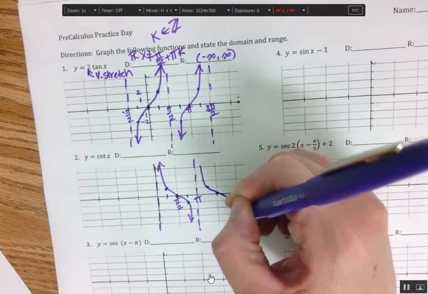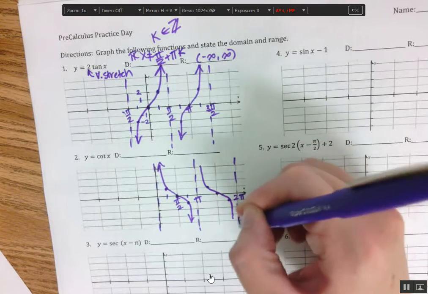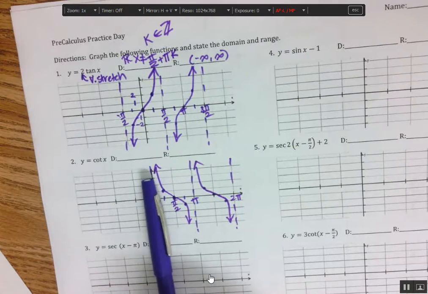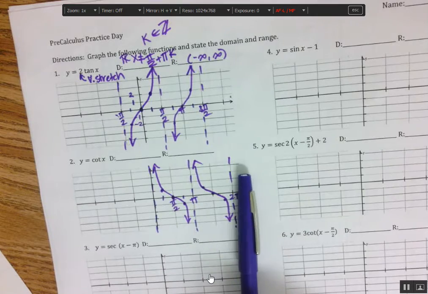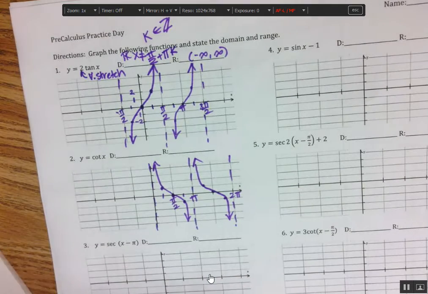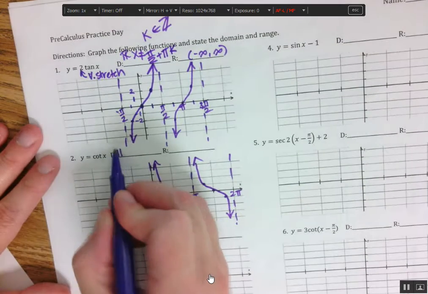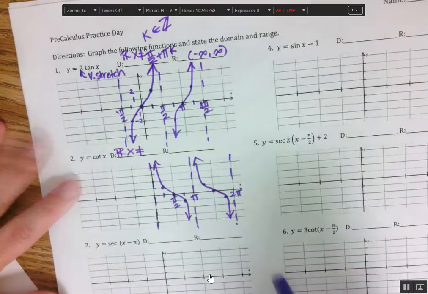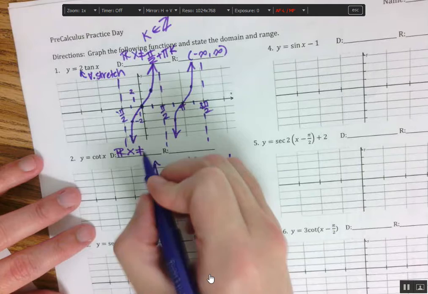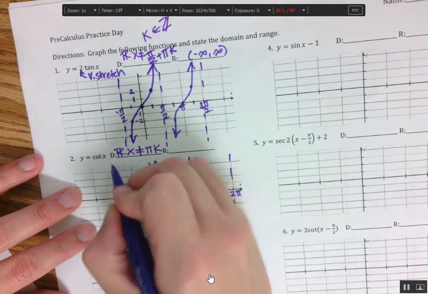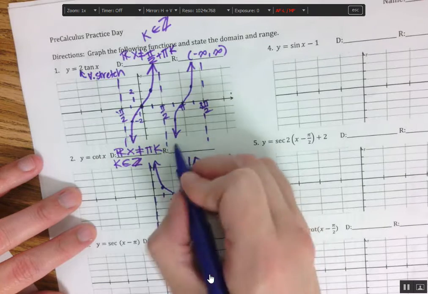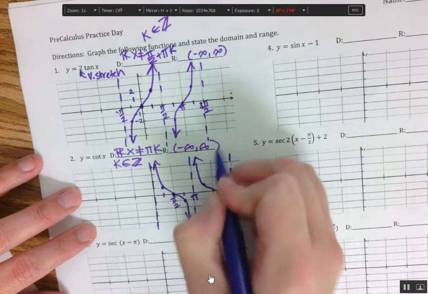Is the cotangent asymptote in the middle? So there's one at 0. Is that what you mean? Yeah. Yeah, there's one at 0, then the next one's at pi, then 2 pi. So the domain is all real numbers. X does not equal. How do you say all the pi's? Pi k, good. K is an integer. And then the range is still negative infinity to infinity.